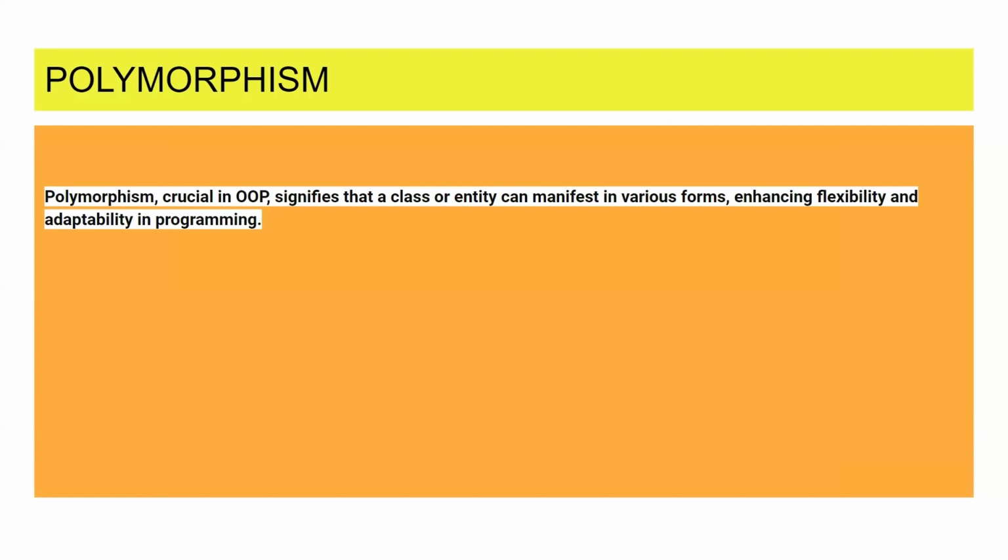Suppose I have a cycle and I also own a car. And both these objects I can drive, but in a different form. So that's polymorphism. I'm able to drive in a different way. Let's take a Java example.